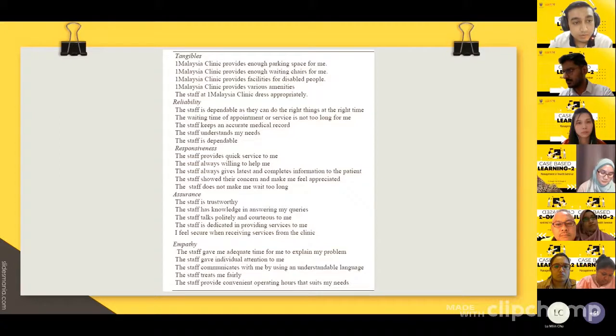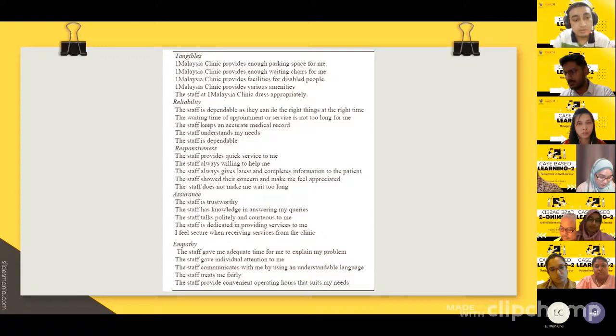And the third thing is responsiveness. The staff provide quick service to patients, are always willing to help patients, give the latest and complete information to the patient, show their concerns, and make the patients feel appreciated. And the staff does not make the patient wait too long. And the fourth thing is assurance. It's about trustworthy knowledge in answering patients' questions, politeness and courtesy to the patients, dedication in providing the services to the patient, and the patient's feeling about receiving service from the clinic.